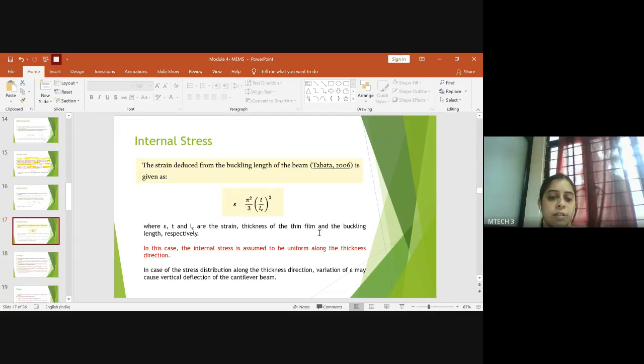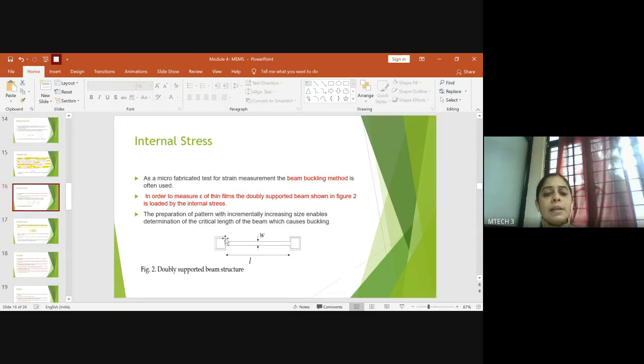With this assumption, he determined the stress distribution along the thickness direction by varying the stress and seeing what vertical deflection you get. So he just classified this. If you are not understanding, I'll repeat again. This was the equation derived by Mr. Tabata, relating strain, thickness, and the buckling length. While deriving this equation, he made an assumption that internal stresses across the device will be uniformly distributed. So this was the assumption he made.